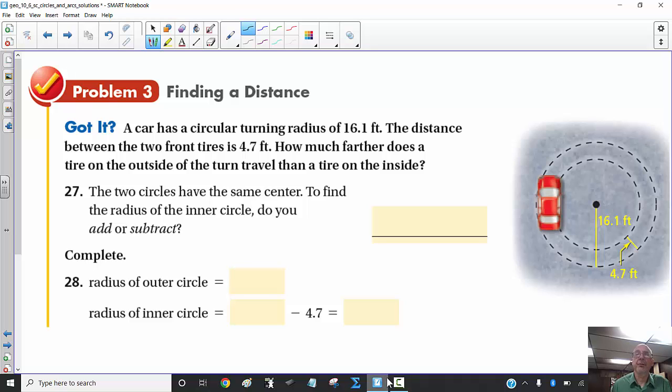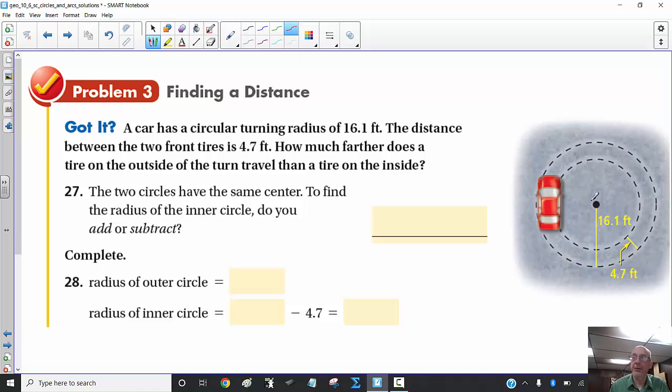Car has a circular turning radius of 16.1 feet. The distance between the two front tires is 4.7 feet. How much further does the tire on the outside travel than the inside? The two circles do have the same center. To find the radius of the inner circle, do you add or subtract? You're going to have to subtract 4.7 from the 16.1.